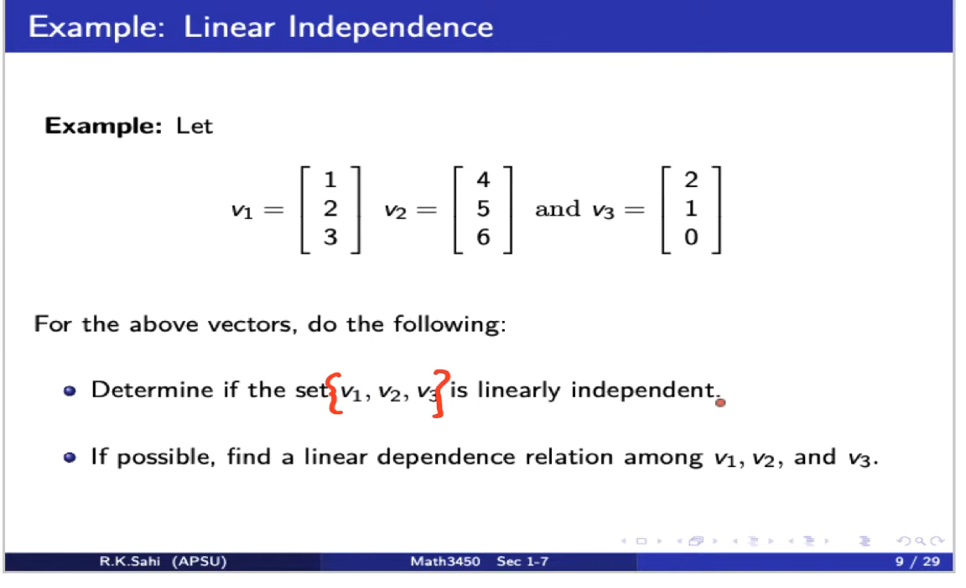Now, if it is linearly independent, we don't have to prove anything, but if it is linearly dependent, we would like to see what is the linear dependence relation among the vectors v1, v2, v3. Okay, let's start with the solution.